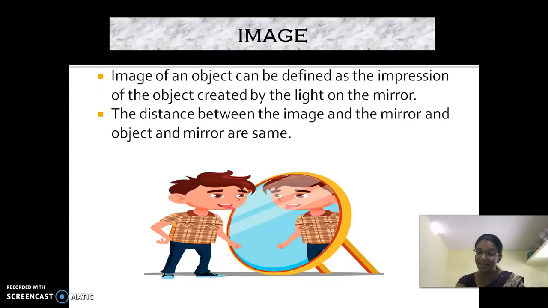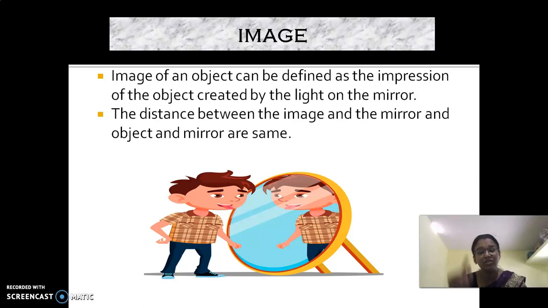Next thing is image. Image is nothing but what we get on a mirror. Image of an object is nothing but the impression of an object. We are able to get an image only when light is there. If light is not there, we are not able to get any image. If you want to try this, switch off all the lights, during night time it may be. Go and stand in front of the mirror. Are you able to see your image? No, it is not possible, right?